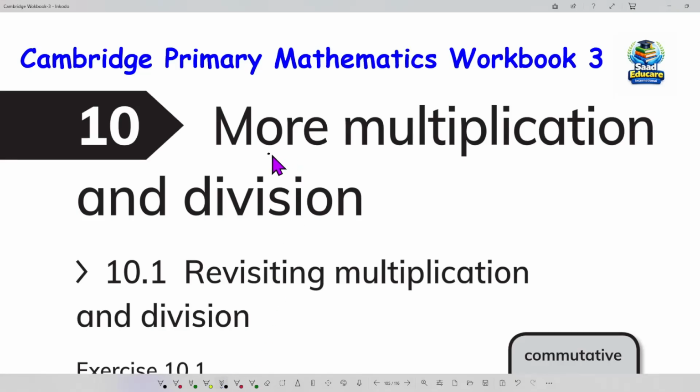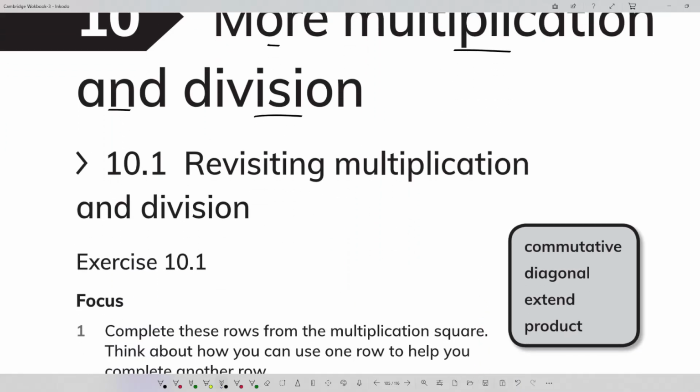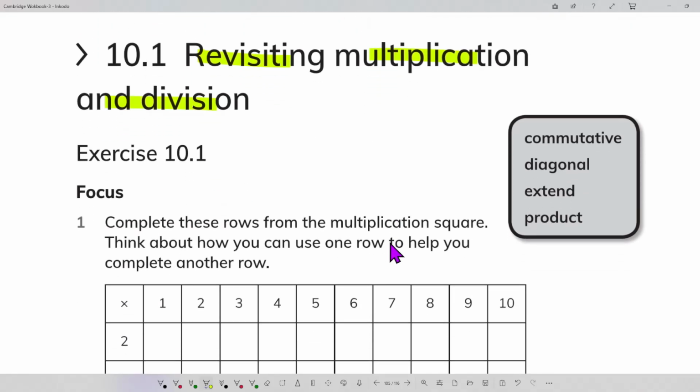Unit 10, More Multiplication and Division of Cambridge Primary Mathematics Workbook 3. Welcome to Sad Educare. We are going to start exercise 10.1. Let's get started. The topic is revisiting multiplication and division, which is exercise 10.1.